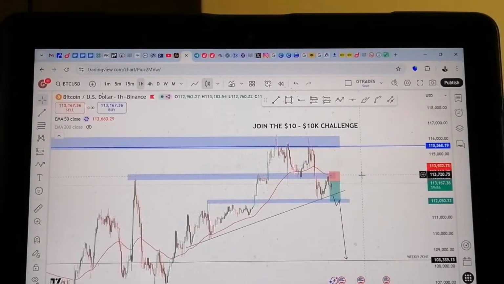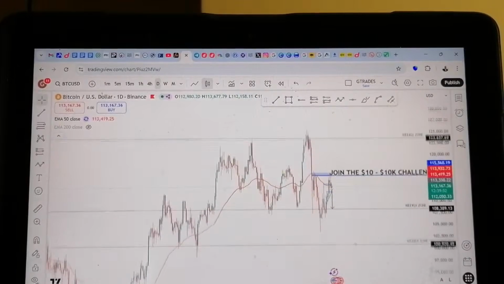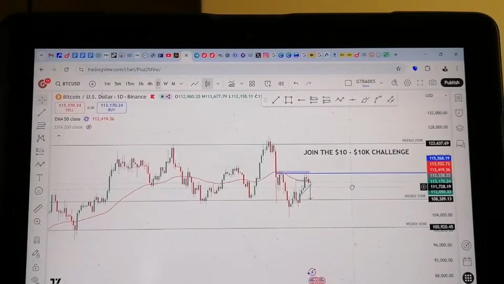Now, why am I bearish on BTC USD? If you come to the daily time frame, you will discover that the market has been bearish for about 4 days now. On the daily time frame, you discover that price has been failing to break above this particular high. Price got here and was not able to break above for 2 good days. So it's a sign that price could potentially drop down.